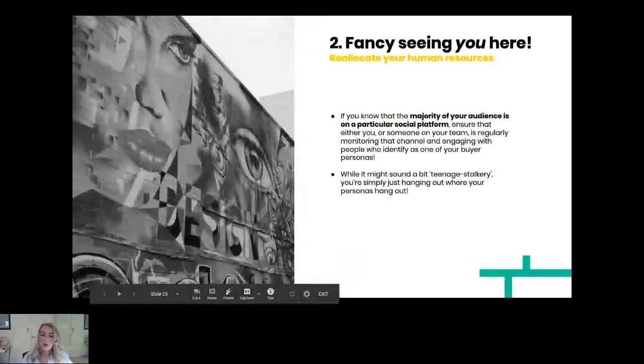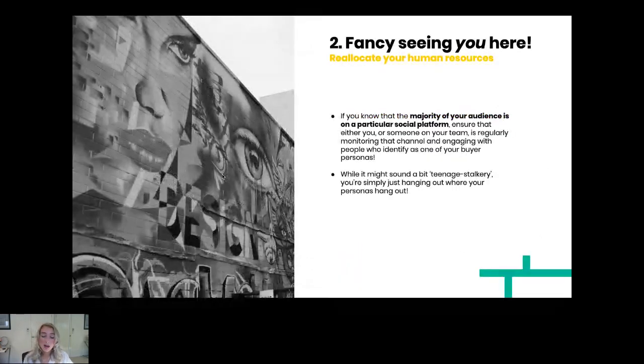Next up, another way you can be there where they are is to reallocate your human resources. So if you know that the majority of your audience is on a particular social platform, for example, ensure that either you or someone on your team is regularly monitoring that channel and engaging with people who identify as one of your buyer personas. So it might sound a bit creepy, but all it is is just hanging out where your buyer personas hang out.